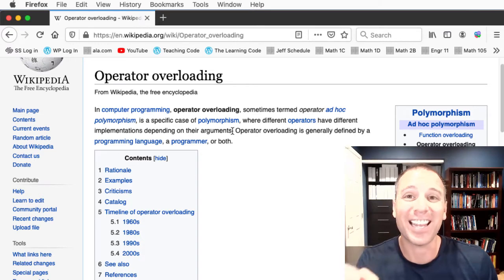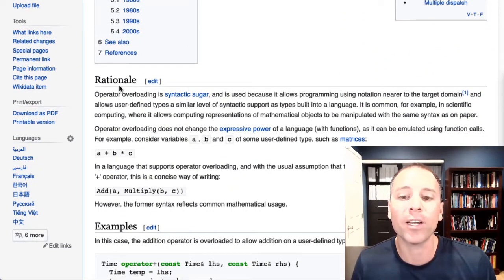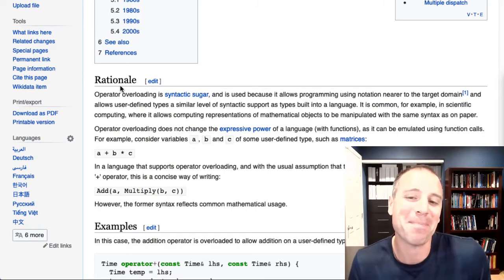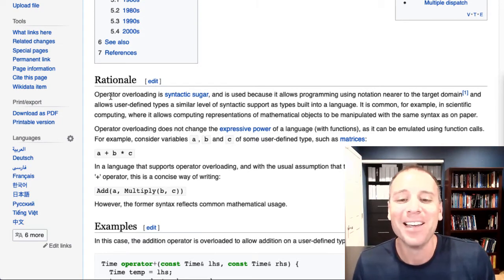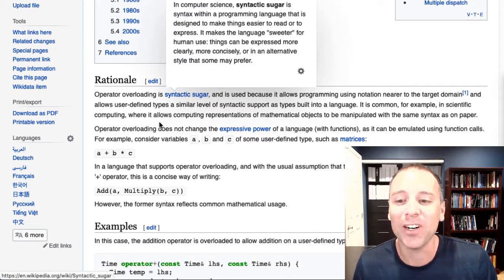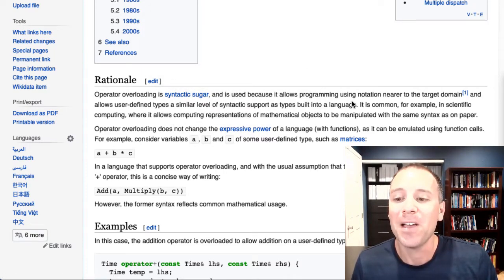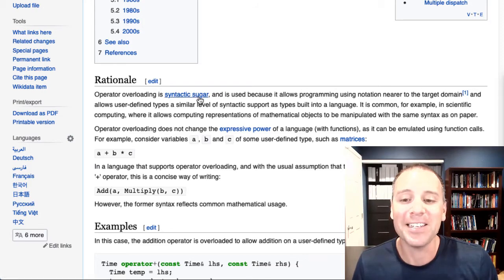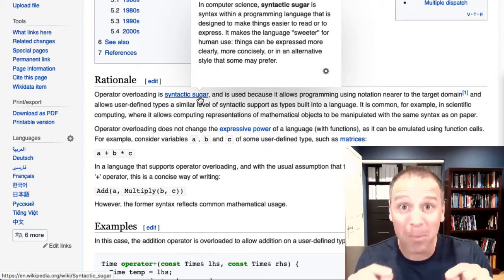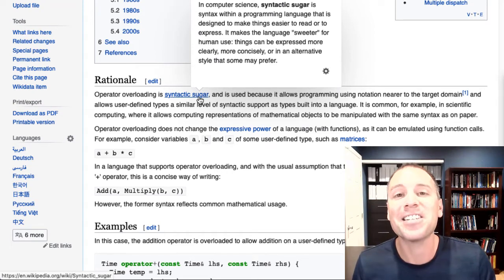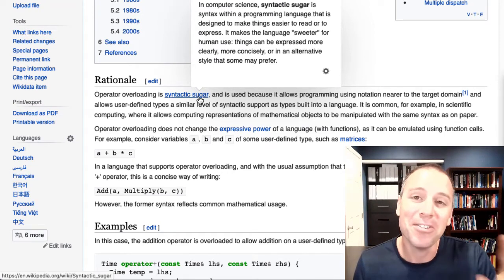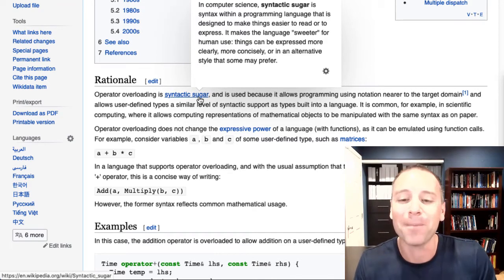We're going to take a look at that in just a second in MATLAB, but I wanted to go down here to the rationale because there's something that makes me smile and might make you smile too. So whoever's writing this says operator overloading is syntactic sugar used because it allows programming using notation near the target domain. So first of all, I want you to kind of laugh right here. Syntactic sugar is syntax, computer programming symbols that are used to program, that makes it sweeter for the end user. I mean, these nerds, you got to give it to them, man. They use really nerdy stuff and then normal stuff and they bring them together.